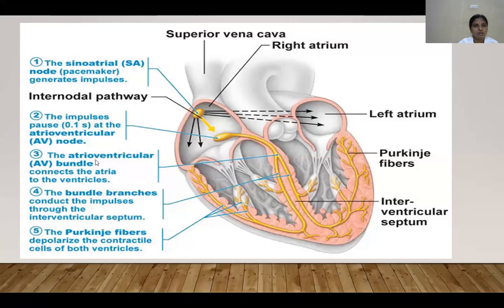So the atrioventricular bundle, then from the bundle it divides into right and left branches. And from these branches, finally, it travels through the Purkinje fibers. These Purkinje fibers depolarize the cardiac muscle cells of the ventricles. So both ventricles will be depolarized.